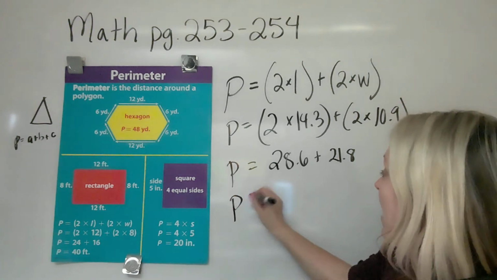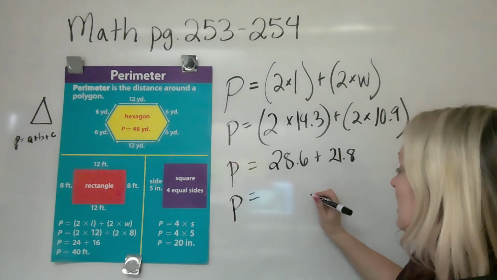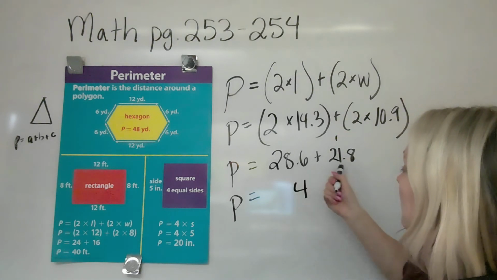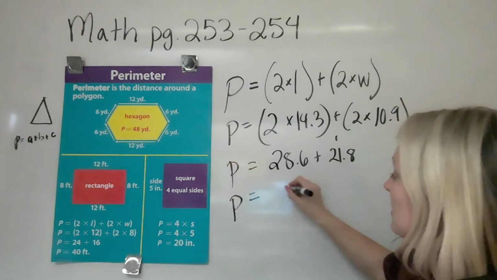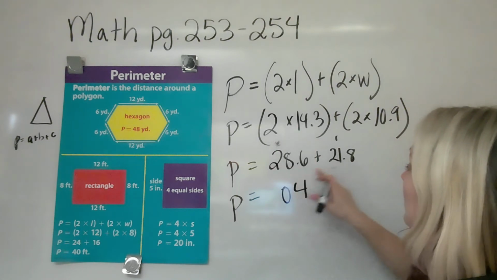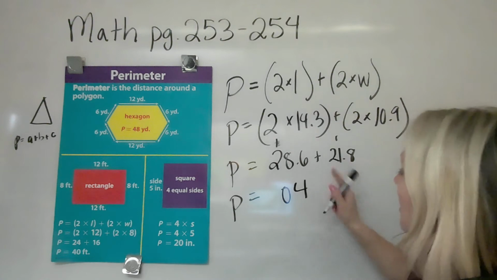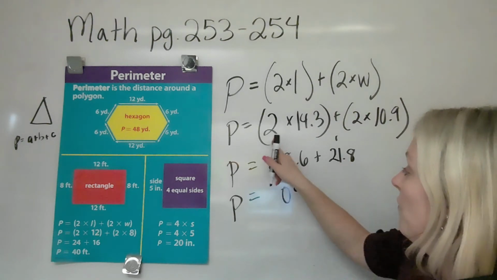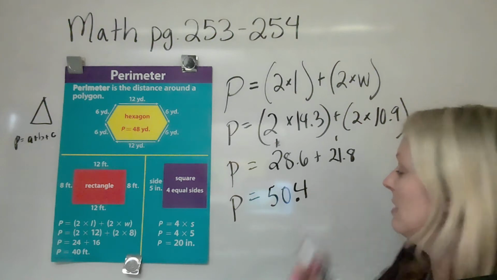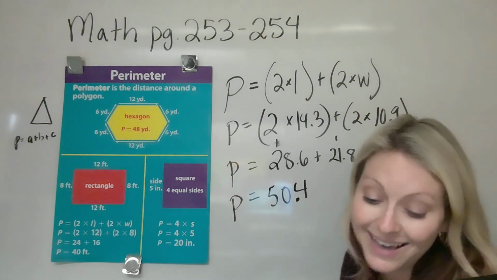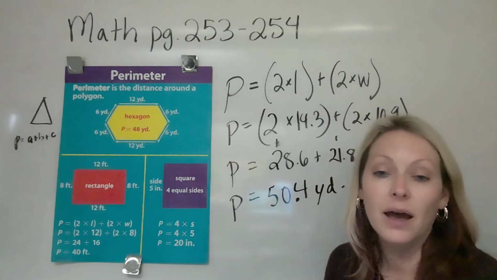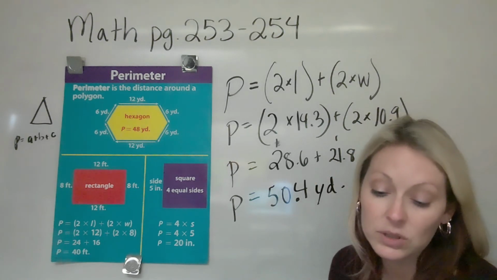Let's go ahead and add these up. 8 plus 6 is 14, write the 4 and carry the 1. 8 plus 1 is 9, plus 1 is 10, write the 0 and carry the 1. 2 plus 2 is 4, plus 1 is 5. When I added them up, bringing my decimal place down, I should get the answer of 50.4 yards. Okay, that's the perimeter for the rectangle.